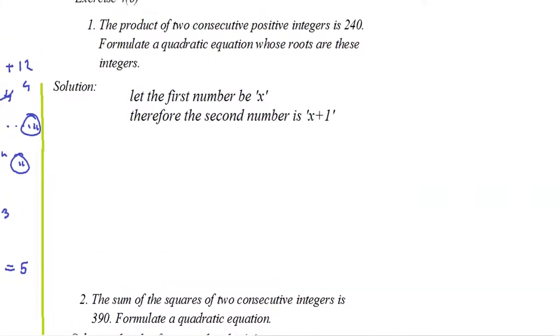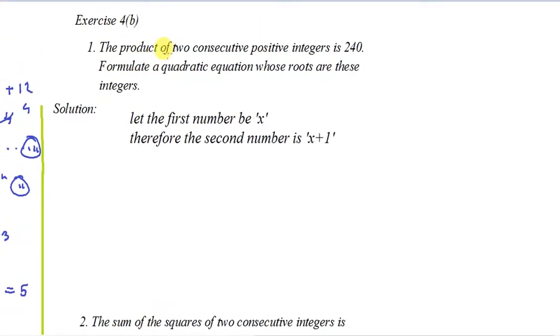Exercise 4b. The product of two consecutive positive integers is 240. Formulate a quadratic equation whose roots are these integers. Consecutive positive integers.